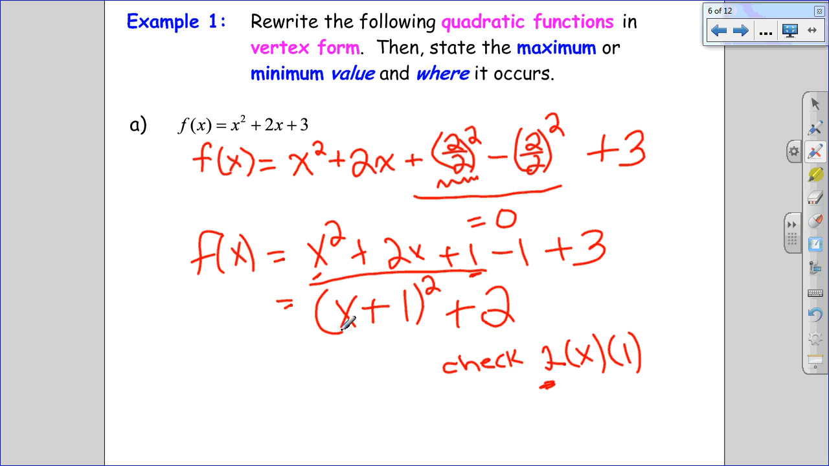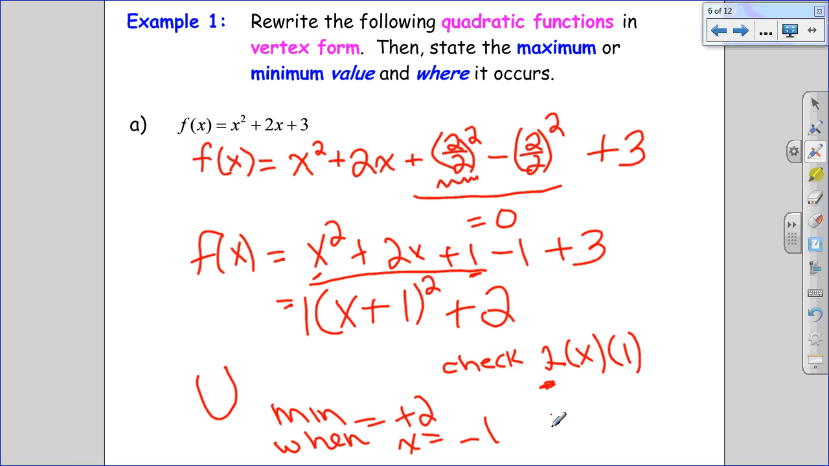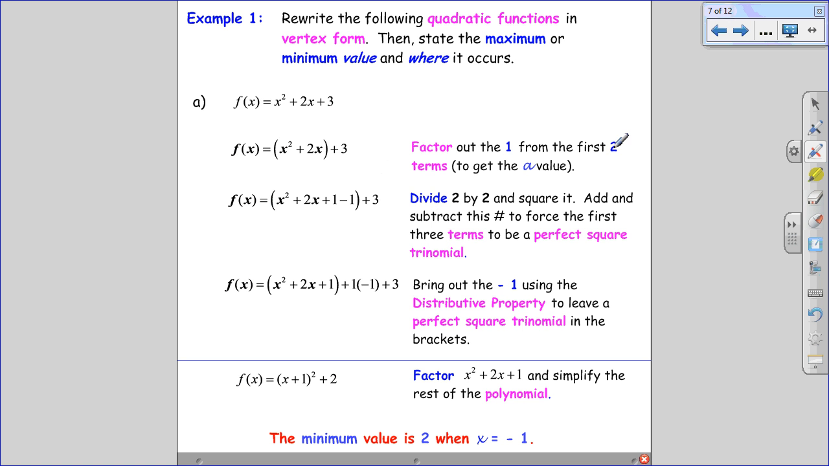Okay. If I look at this question, the a value is positive 1, which means the function opens up, and it has a minimum then, and the minimum is positive 2, and it happens when x is negative 1. Or really, we could think about it when x plus 1 is 0. And there's a nice written explanation of the steps we did.